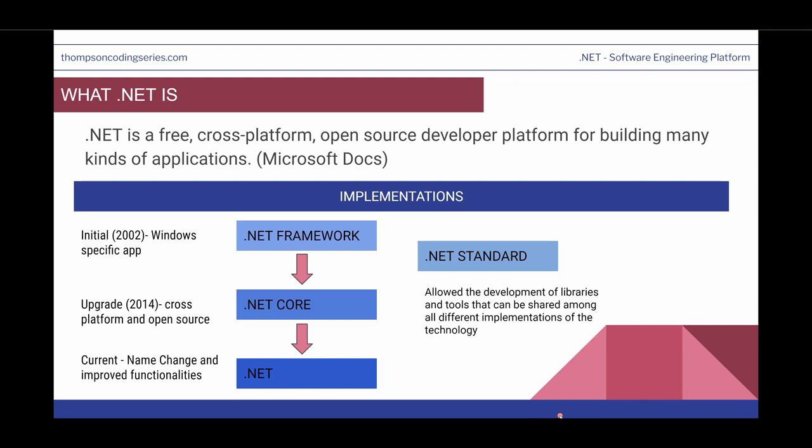There is another implementation of .NET known as .NET Standard. .NET Standard allowed the development of libraries and tools that can be shared among the various implementations of the .NET technologies. What I mean by that is that if you developed a library or a component using .NET Standard, you can use it in .NET Framework, .NET Core, or even the current version of .NET.